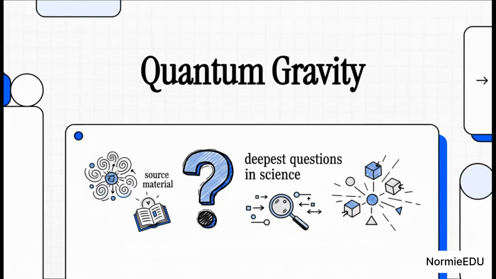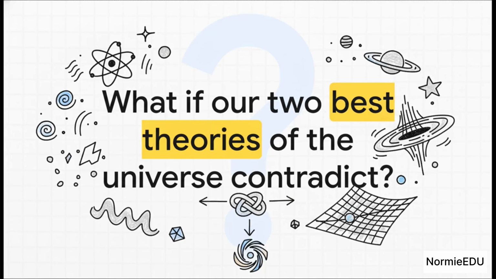Welcome to The Explainer. So what happens when your two best theories for how the universe works completely contradict each other? Well, today we're diving straight into that puzzle: the epic search for a theory of quantum gravity. And yeah, that's not just some thought experiment. It's pretty much the biggest roadblock in modern physics, and it forces us to hunt for one single unified theory that can finally make sense of it all.